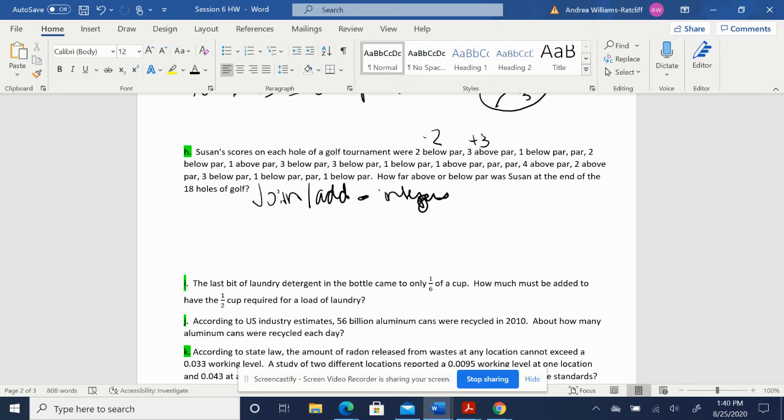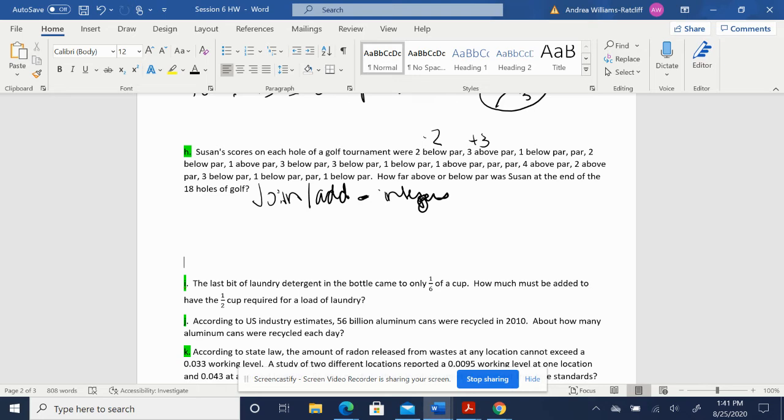Well, we have to consider below and above as negative and positive. So below, we would start with -2. Then we would add 3. Then we would subtract 1 because it's below 1. Par just means break even, so 0. 2 below par, that's going to be a subtraction of 2. 1 above par, plus 1. 3 below par would be -3.